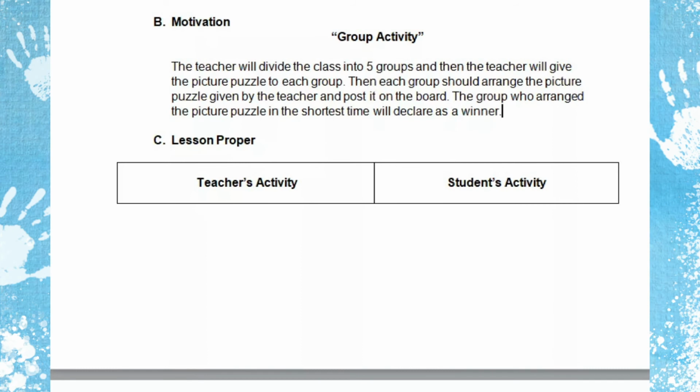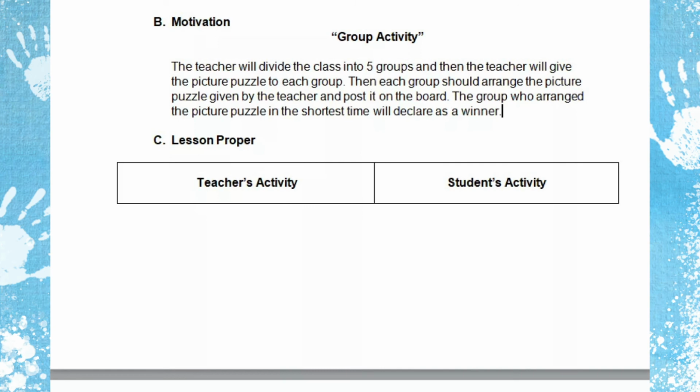So in my motivation, I have here a group activity. So the teacher will divide the class into 5 groups, and then the teacher will give a picture puzzle to each group. Then each group should arrange the picture puzzle given by the teacher and post it on the board. The group who arranges the picture puzzle in the shortest time will be declared the winner. So in this activity, each member of the group will act according to their role, if they are a summarizer, clarifier, questioner, or a predictor. So that in this case, the group members are cooperating.